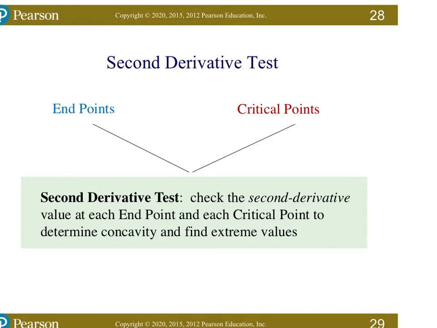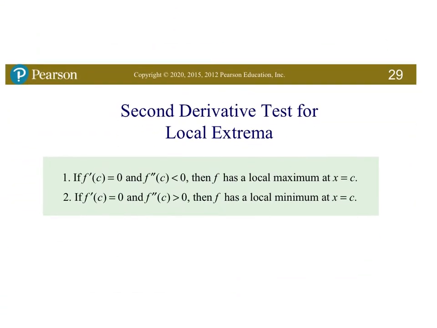The first derivative test, you find the critical points. You're checking the interval values for a change. In the second derivative test, you take your critical points, and you're not checking an interval, you're just checking the second derivative value to determine the concavity and find extreme values.